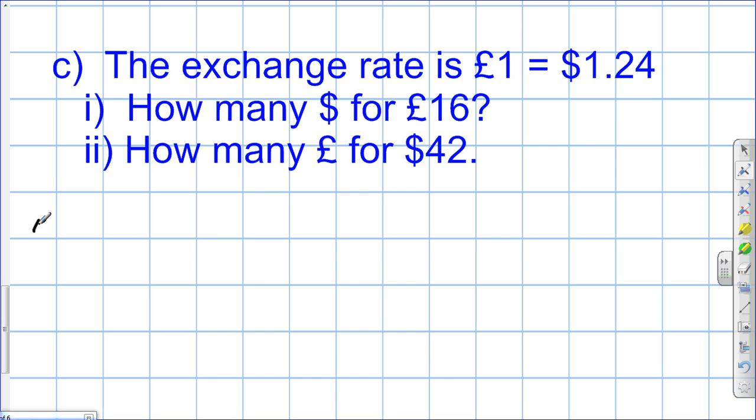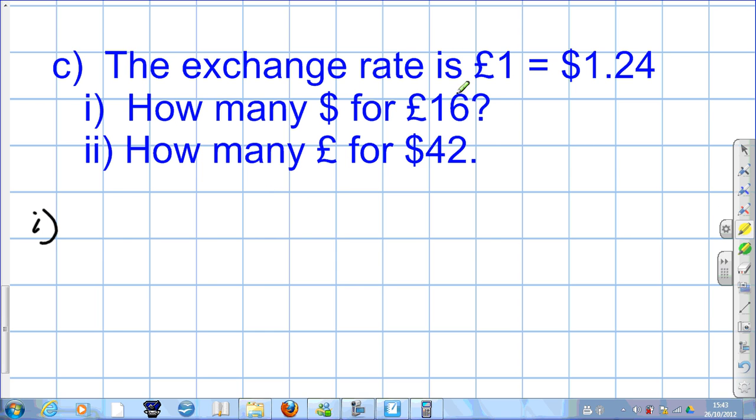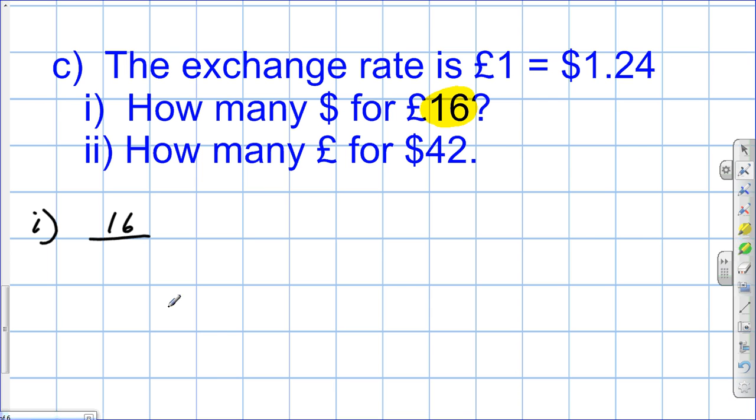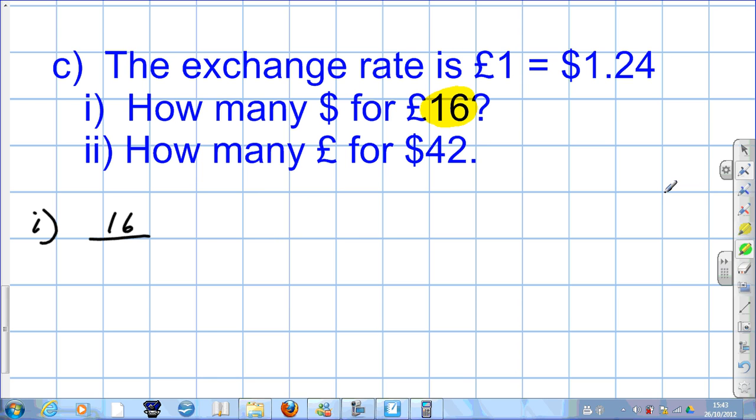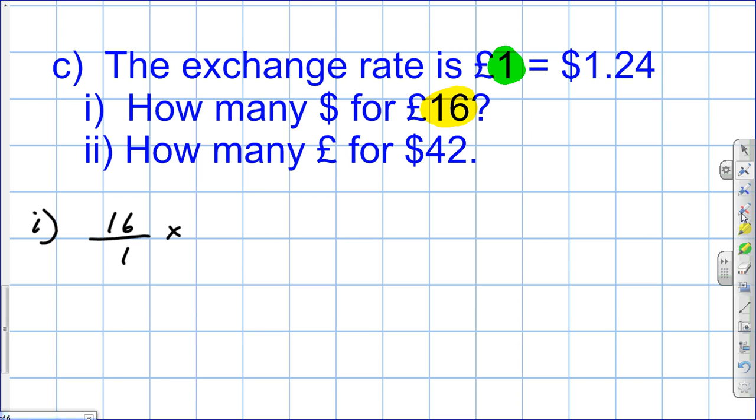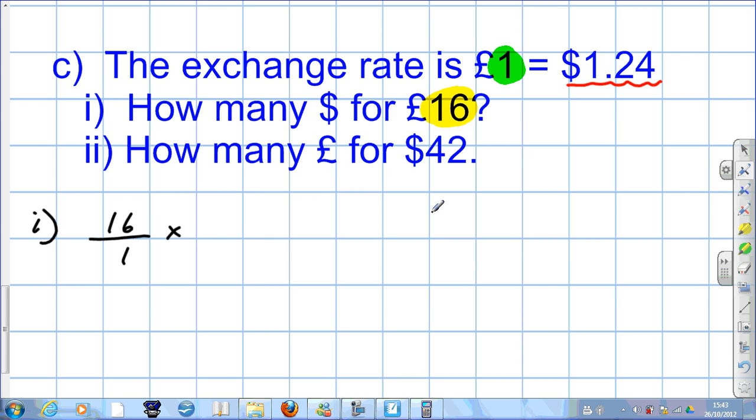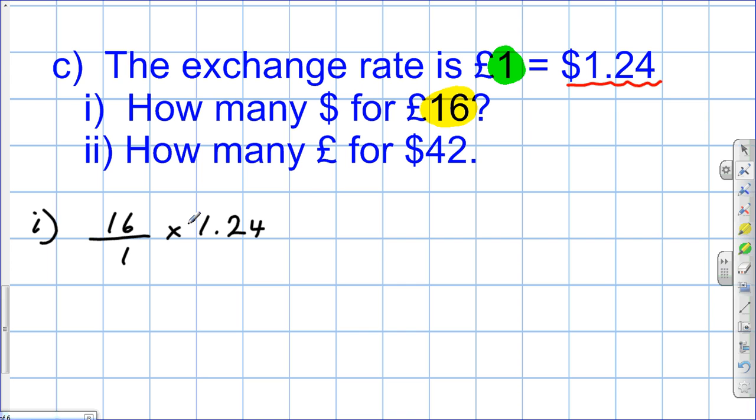How much for £16? So that's the first thing we write down. That's going to be the numerator of a fraction. Going to the beginning of the question, where's the information with the same units? It's here. It's 1. So it's going to be 16 over 1 times. Where's the information we haven't used? Here it is, 1.24. And if we put the units in, we'll know the units of our answer.